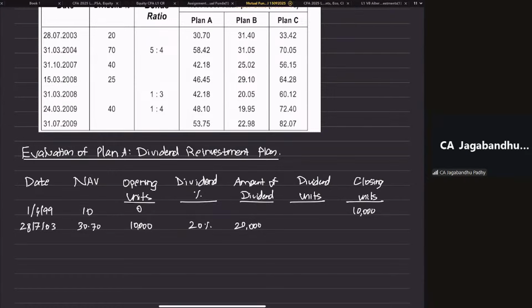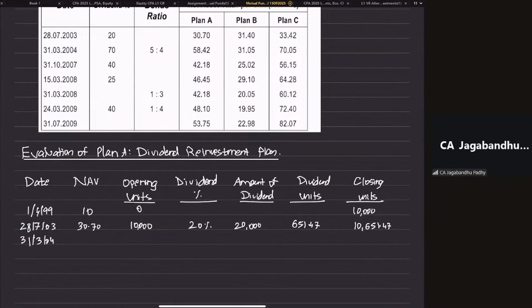The units allotted to you will be allotted at a NAV value of 651.47. So what will be the closing number of units that we have? 10,651.47. Okay, that's the closing number of units, which is 10,651.